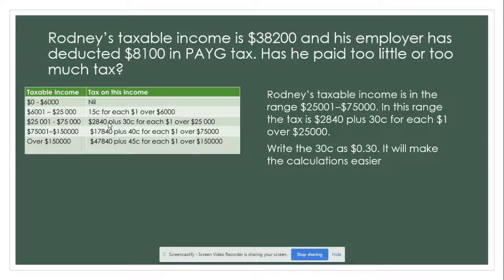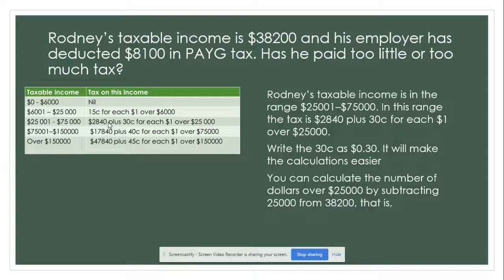So we write 30 cents as 0.30. Always remember to do that because it really helps. We calculate the number of dollars over $25,000. So how much does he earn over $25,000? We take 25,000 from 38,200 because that's what he earns, and we get 13,200. So over 25,000, we've subtracted that from what he earns, and we get 13,200.